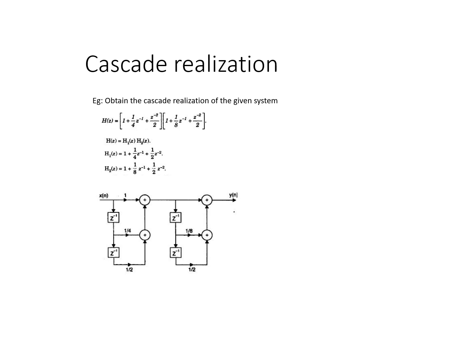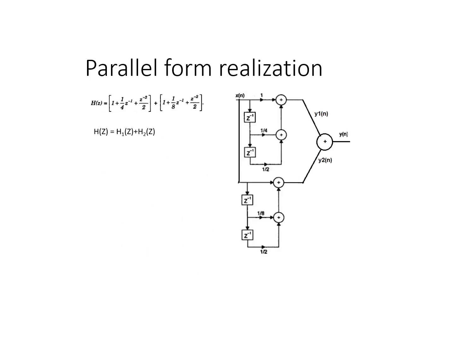The h of z will be product of two functions. So output of the first system is given to the input of the second system.